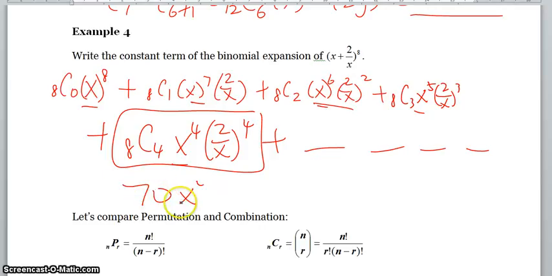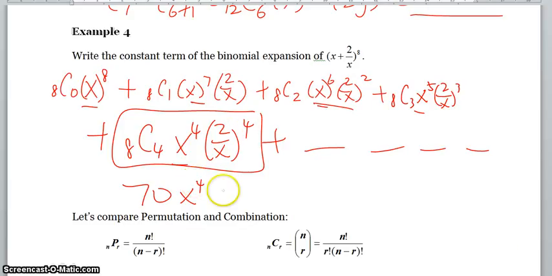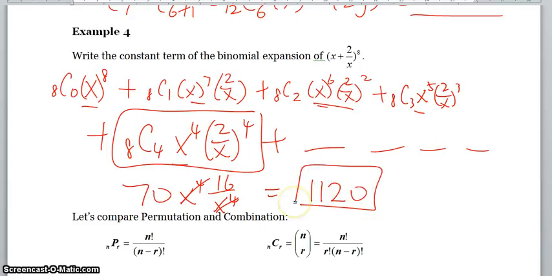Times x to the 4, and then 2 to the power of 4 is 16 over x to the 4, they cancel out. So your constant term is 70 times 16, 1120. That's your answer. Okay, so I hope to show you some variety of binomial expansion questions. And there's a formula in the formula sheet that you can use.